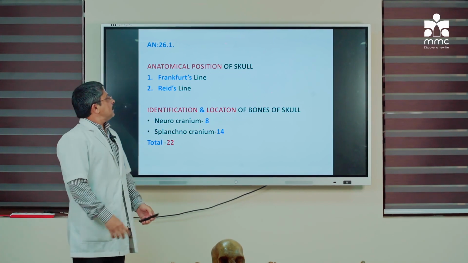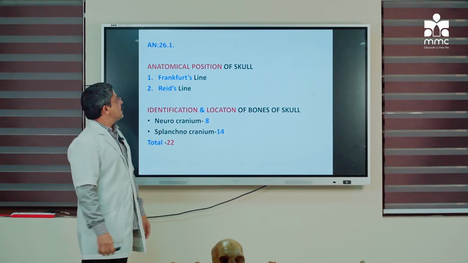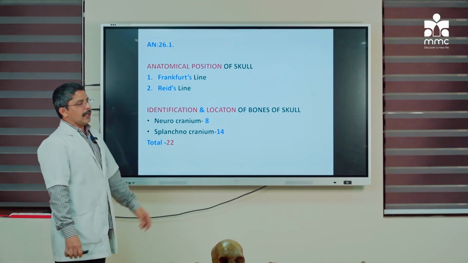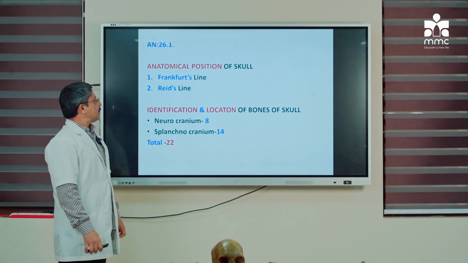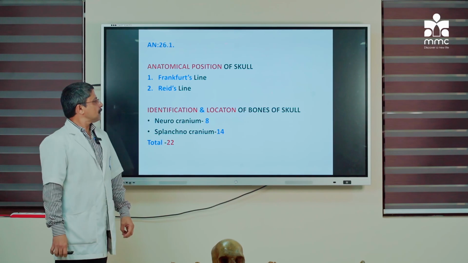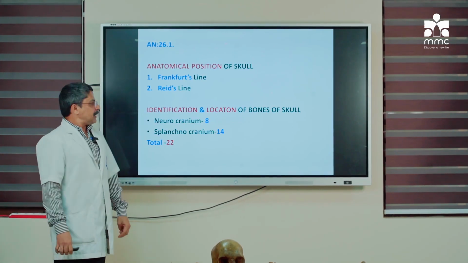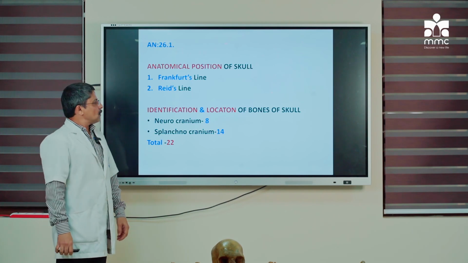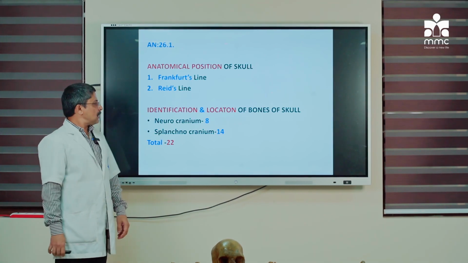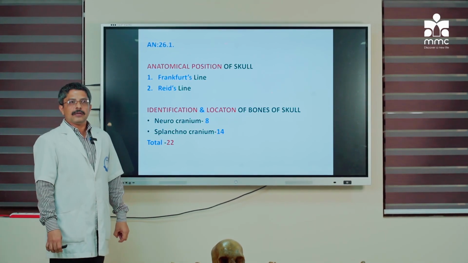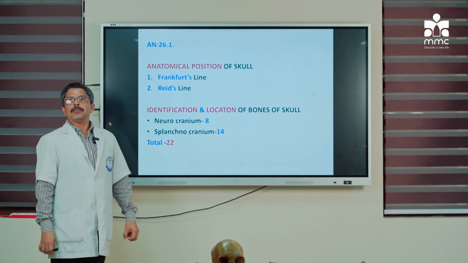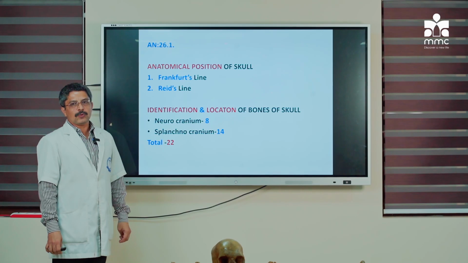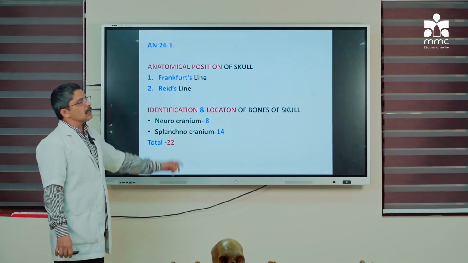Hence, today we have studied the SLOs. First one, anatomical position of the skull with the two planes, Frankfurt's line or plane along with the Wright's plane. Second SLO, we have studied the identification of individual bones as well as location of the individual bones in the skull, containing neurocranium containing 8 bones as well as splanchnocranium containing 14 bones, totally 22 bones in the skull.